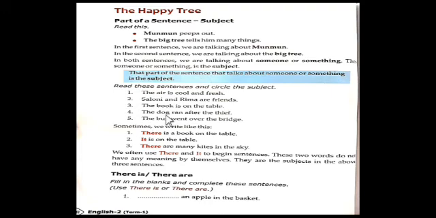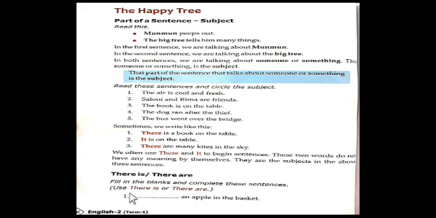Okay, have you done it, children? Okay, sometimes we write like this. There is a book on the table. It is on the table. There are many kites in the sky. So we often use there and it to begin sentences. So these two words do not have any meaning by themselves. They are the subjects in the above three sentences.